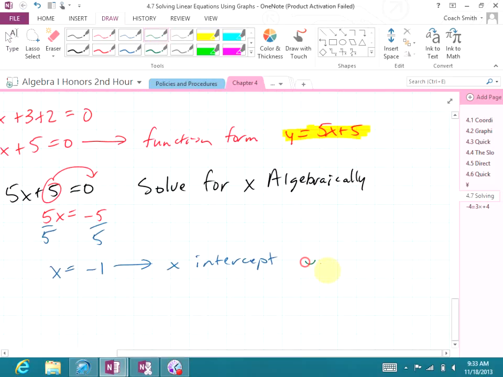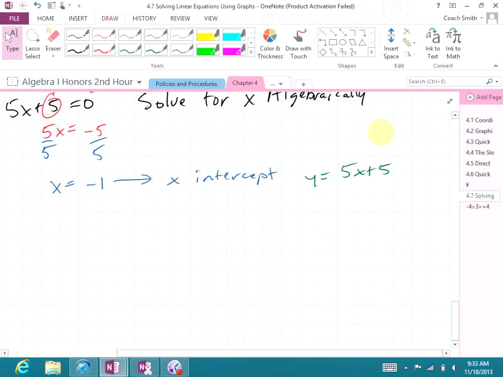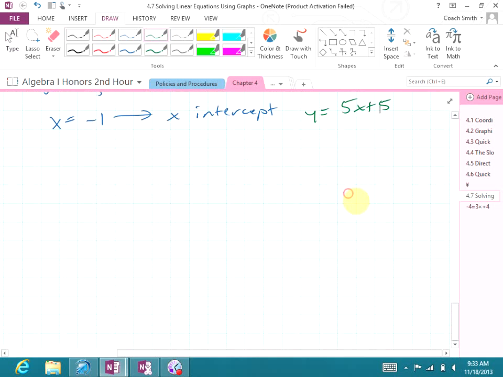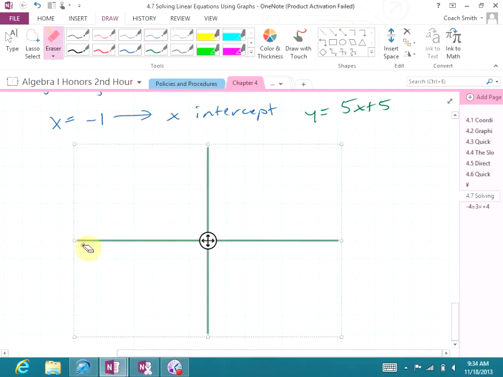Function form down here so I'll have it closer to me. All right, so what this tells us is this. If I'm going to graph this function right here, that tells me that the slope is what? 5. And what is the y-intercept?